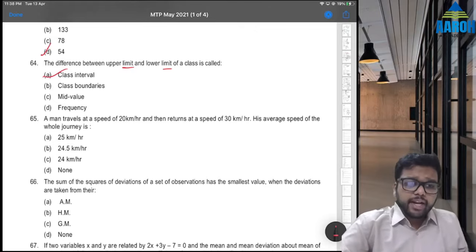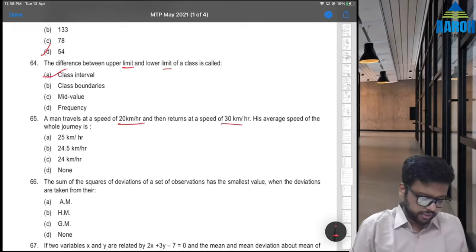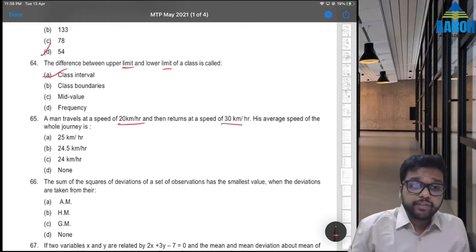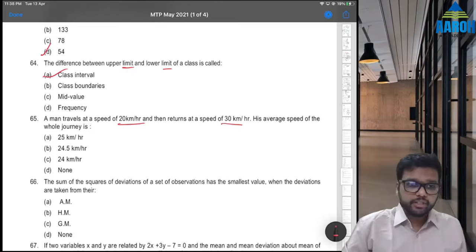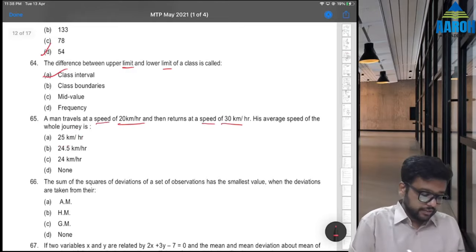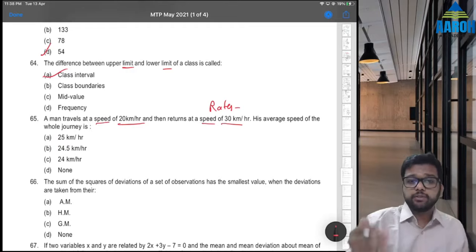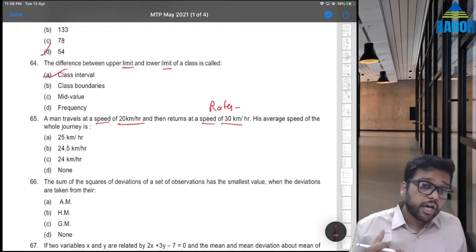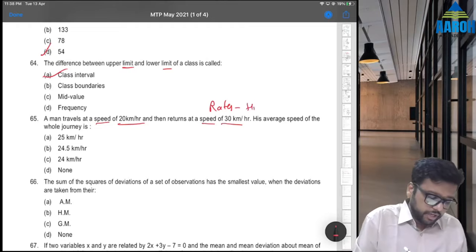Next, a man travels at a speed of 20 kilometers per hour and returns at a speed of 30 kilometers per hour. His average speed for the whole journey is? Now you cannot take a simple average, that is you cannot take the arithmetic mean, and 25 is not the answer, because in case of speeds, that is in case of rates, speed is what? Distance upon time, right? So distance per time, kilometer per hour, kilometer per minute. So for rates we use HM, harmonic mean.